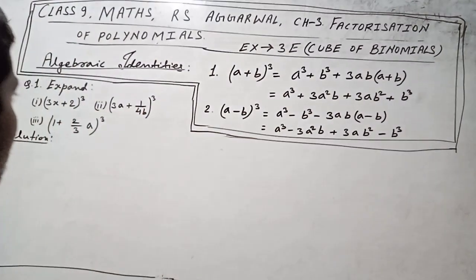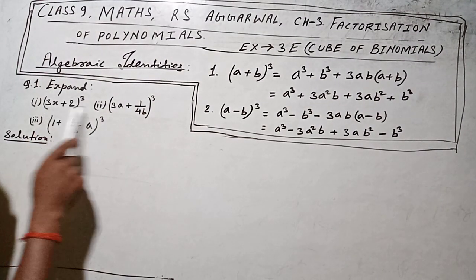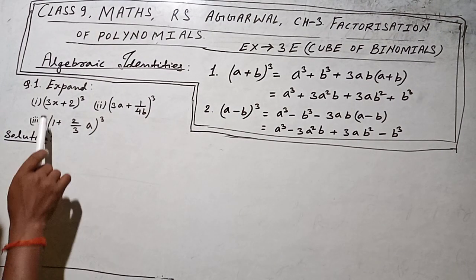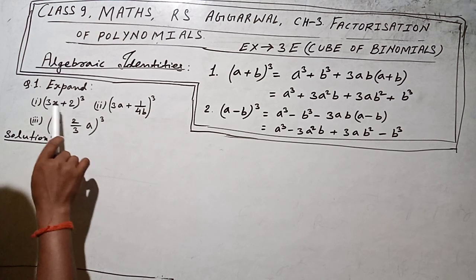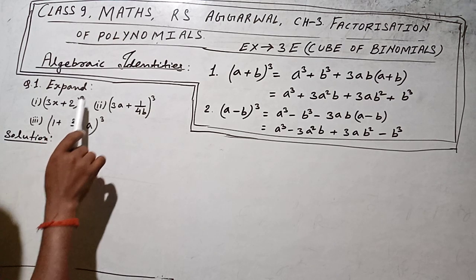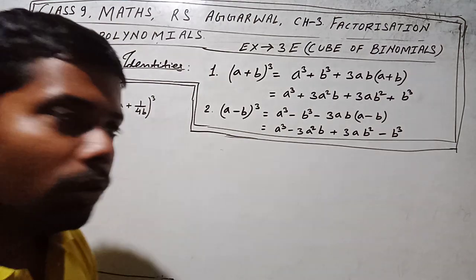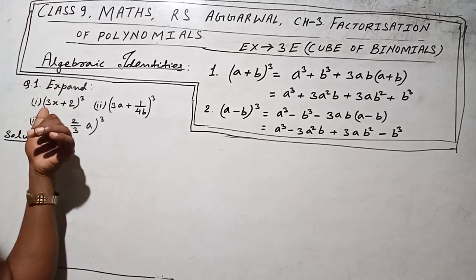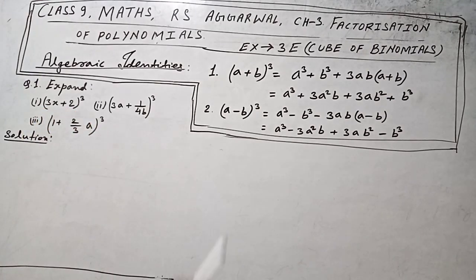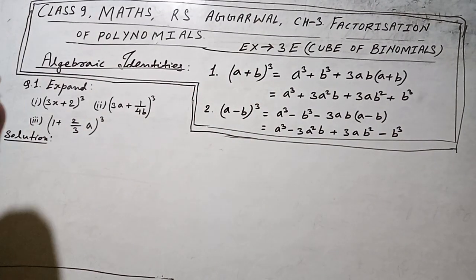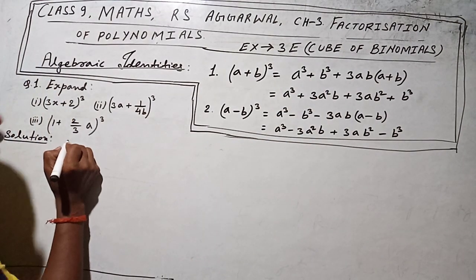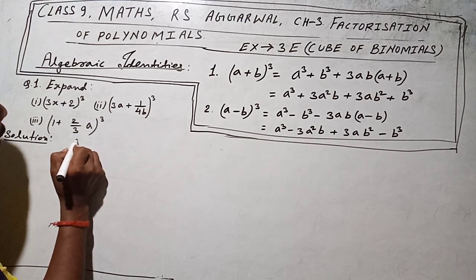The first question is to expand these three binomials by using these algebraic identities. The first one is easy to understand: it is written here as (3x plus 2) whole cube. So it is in the form of (a plus b) whole cube, and we can expand it very easily by using this identity. See here the solution of question number 1.